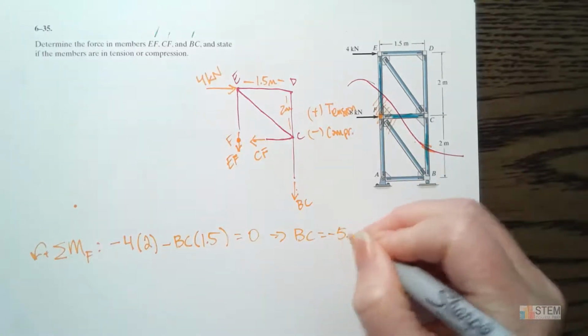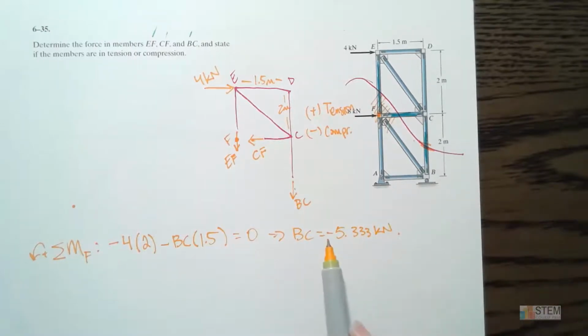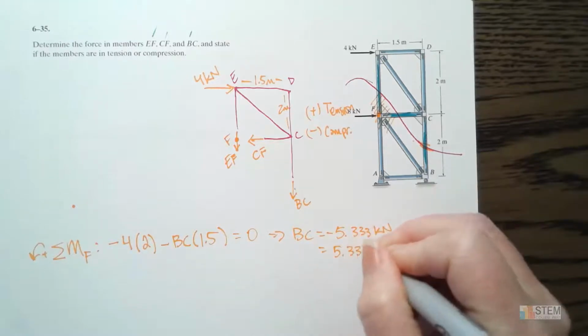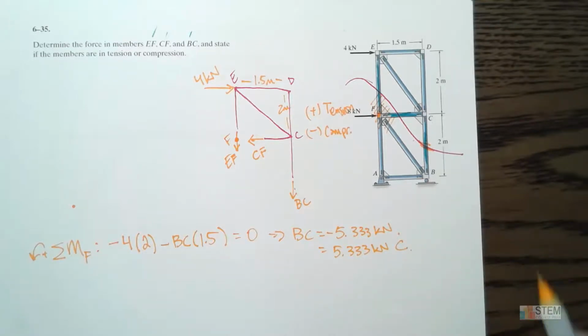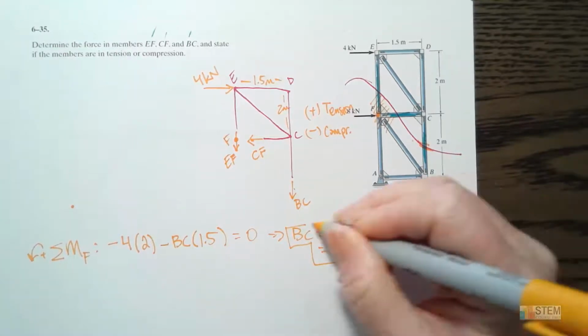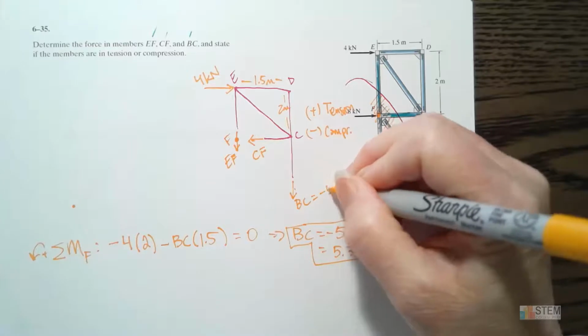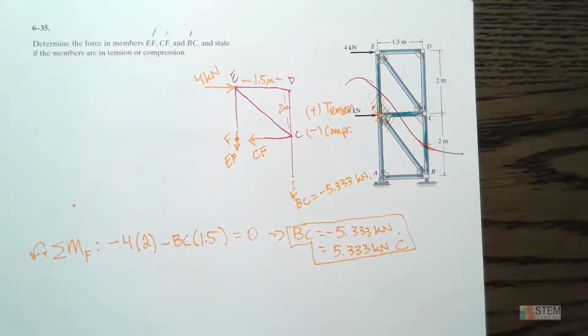So we get -5.333 kilonewtons. Now the negative tells us that we have compression. Right, so a lot of the textbooks will get rid of the negative and they'll just put a C here on the right side, meaning it's in compression. All right, so now we've got that. And now that we know this, we can put this value up here. Notice I'm carrying that negative here.